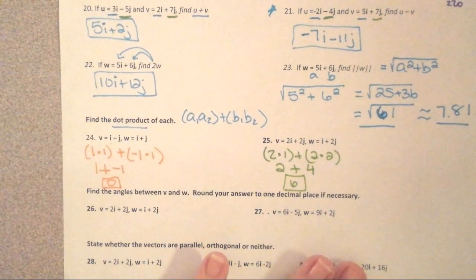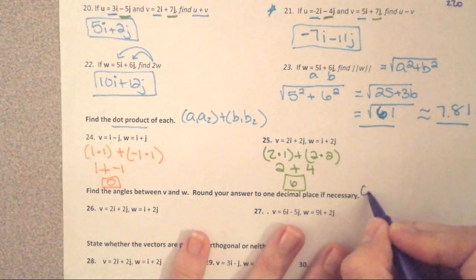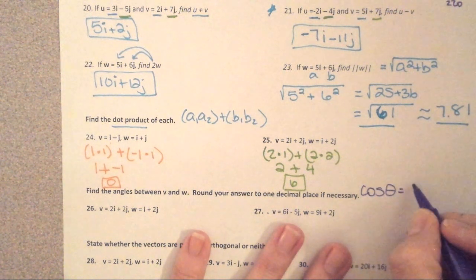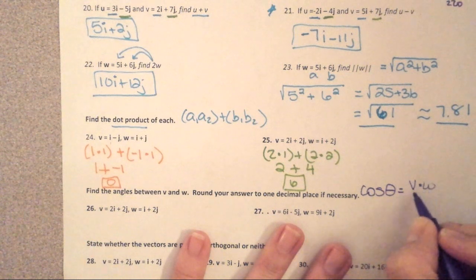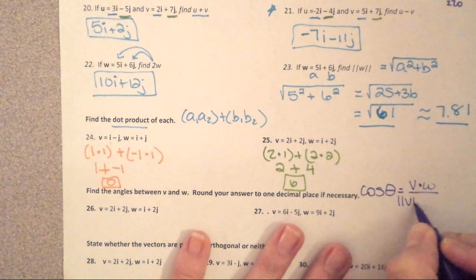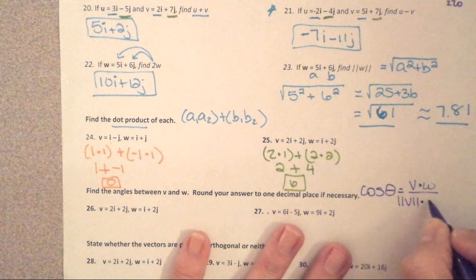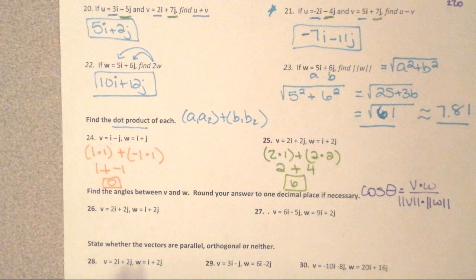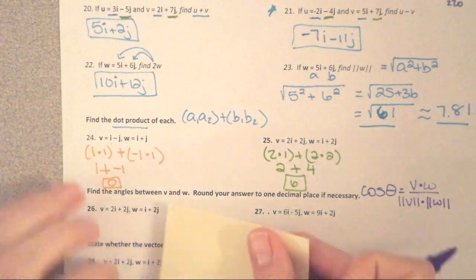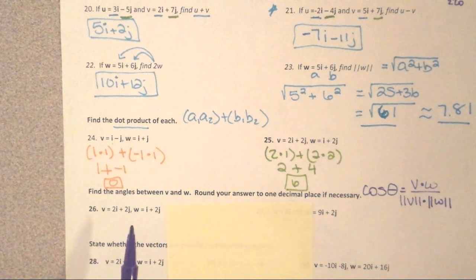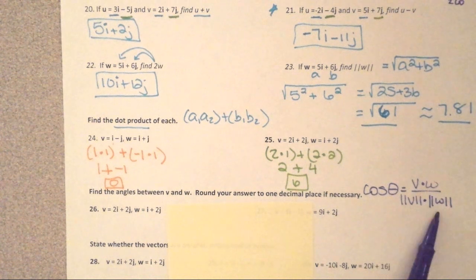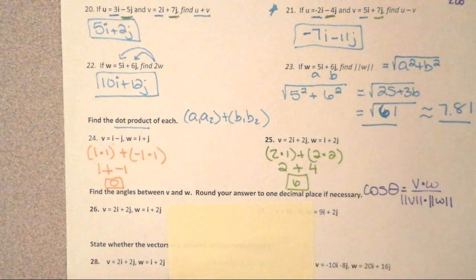All right, on 26 and 27, they want me to find the angle between. This formula says that you're going to take cosine theta of whatever your two vectors are, and you're going to find your dot product, and then you're going to take the magnitude of the first one and multiply it by the magnitude of the second one. These problems require that you probably have a little bit of scratch paper. I'll use a sticky note for my scratch paper. So for each of these problems, I have to find the dot product, the magnitude of v, and the magnitude of w. Once I have those, I can plug them in.